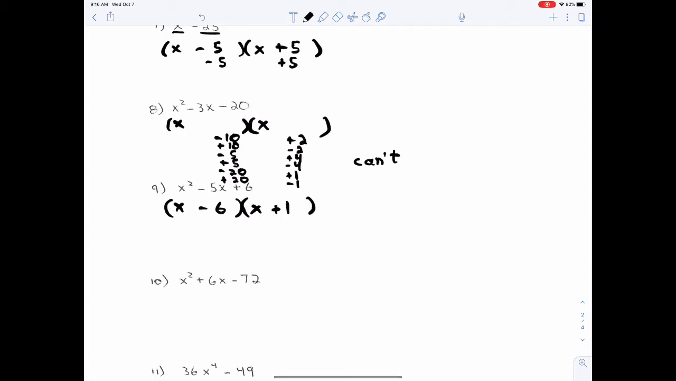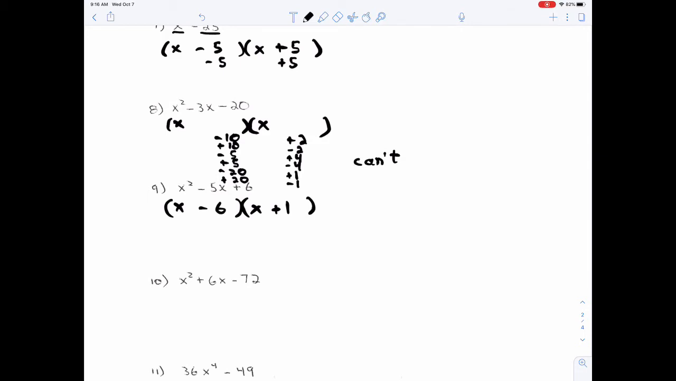A lot of people do that. And if you did that, you need to listen to what I'm saying, because that's wrong. Why? Because negative 6 times 1 doesn't give you positive 6. See, you're looking at the middle term. You shouldn't. You should look at the last term and then see what works.